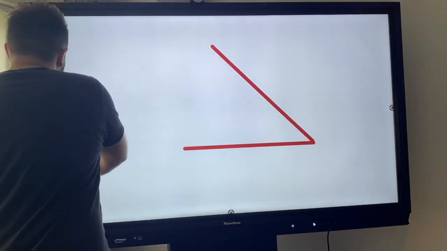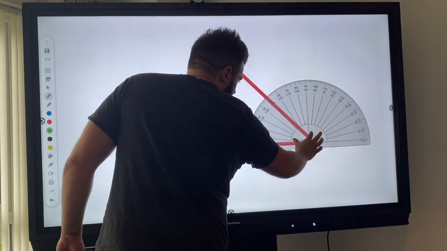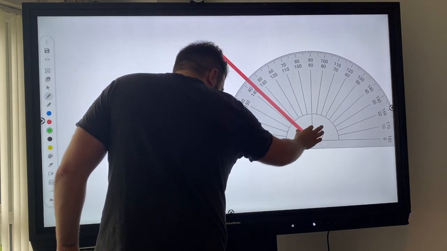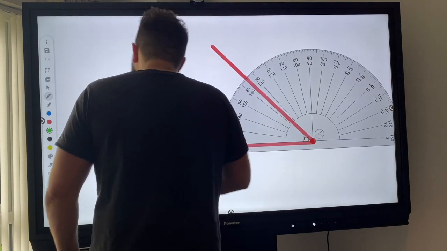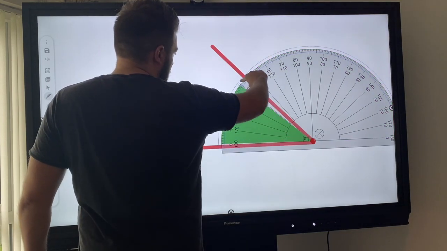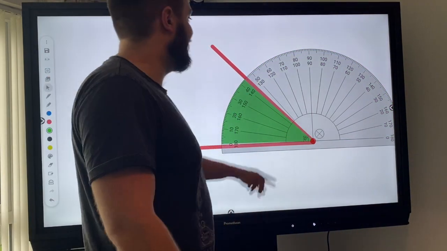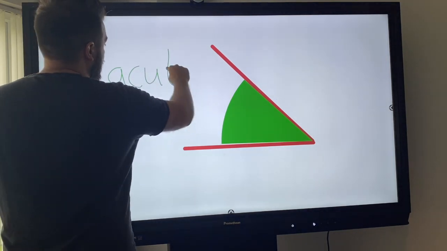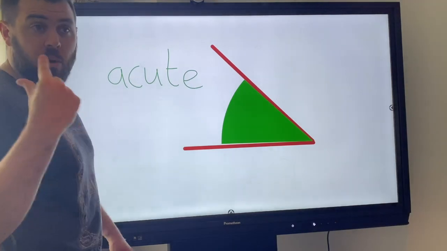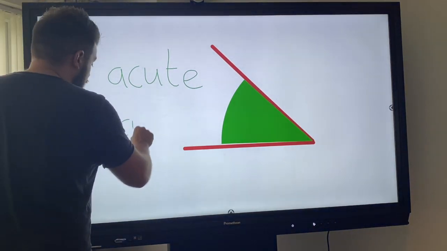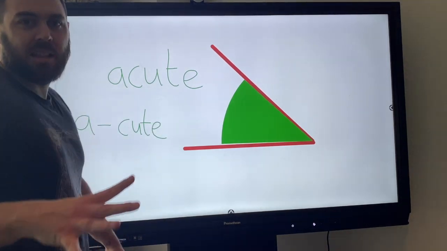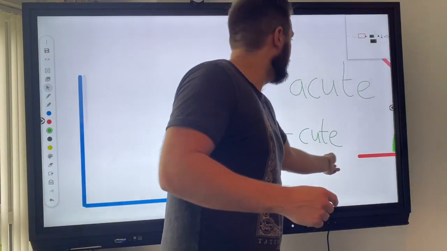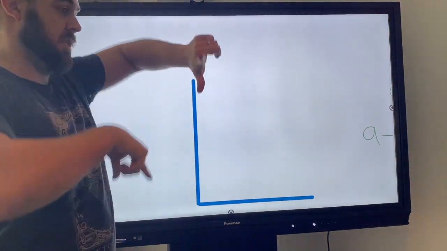If I was to measure this, I could see, there we go, just have to line that up. Let's use green. This is about 44 degrees. So it's less than 90 degrees. And if an angle is less than 90, we call this an acute angle. The way I always remember that is it's small. It's the smallest type of angle you can get. So we call it an acute angle. The way you would see a small little animal, like, oh, it's very cute looking, it's small. So acute angle. Smaller than 90 degrees. So smaller than an L, if you haven't got a protractor, than a 90 degrees L.